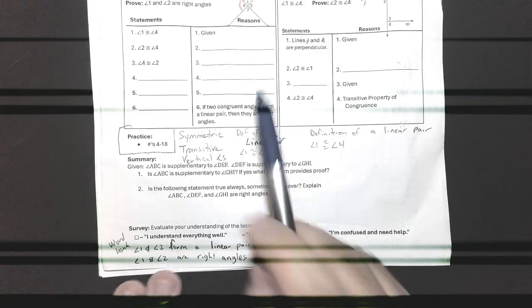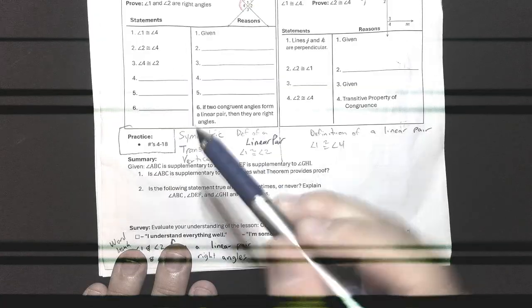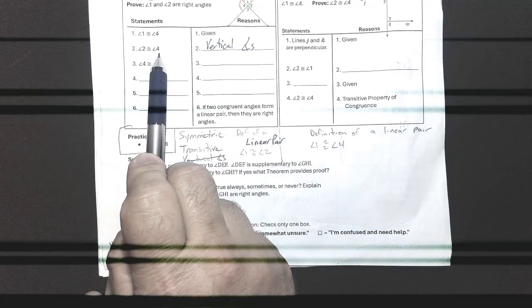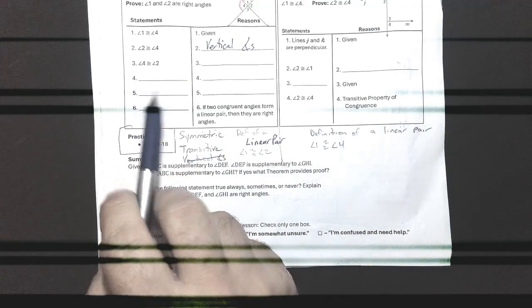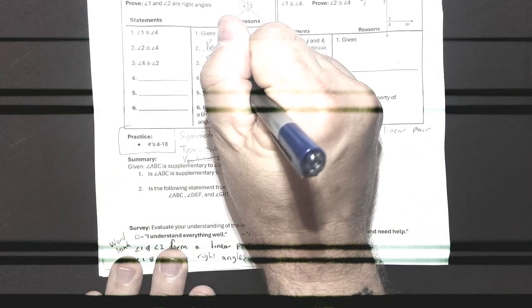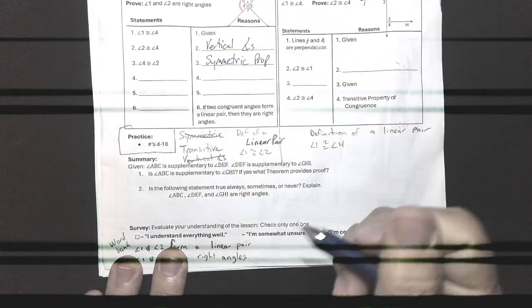All right, we're trying to prove that 1 and 2 are right angles. So 2 and 4 are congruent because they're vertical angles. If 2 is congruent to 4, then 4 is congruent to 2, and I hope you already knew that that was the symmetric property. Hopefully some of this stuff, I know I see it 3 times a day, every day, I get it, but I'm hoping some of this will stick.